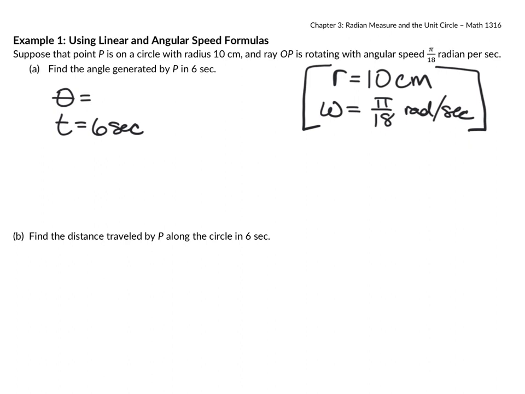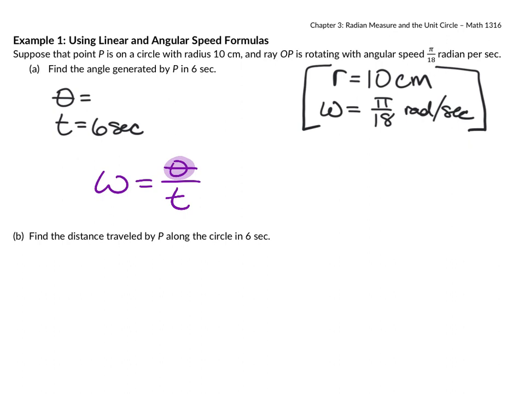That means I'm going to use omega equal to theta divided by t. Yes, it gave me an r as well. Is that the right formula? Yes. It gave me r as well, but I only need to use a formula where there's one unknown. In this formula, I only don't know theta. So let's solve for theta.